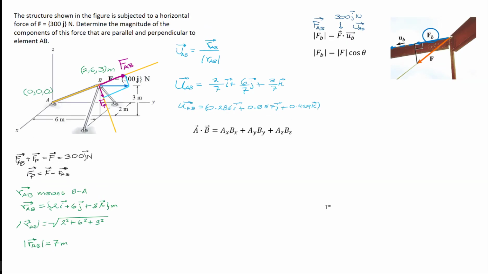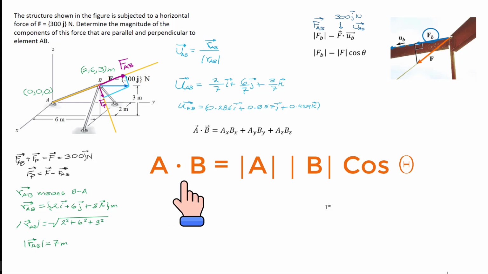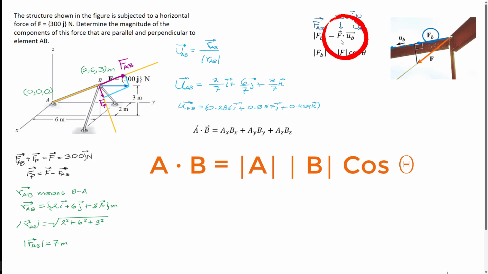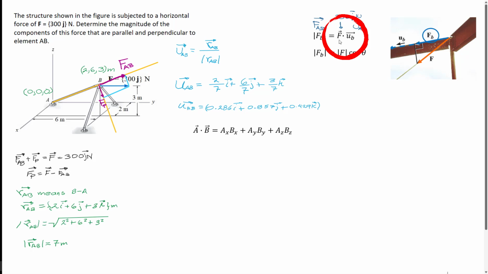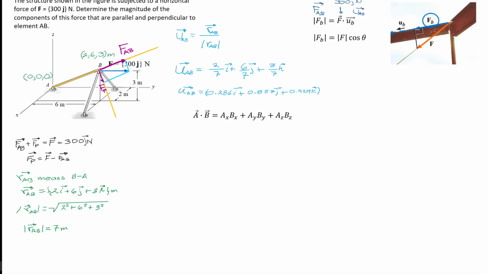I will say the left side of my equation is actually the same that we have here: two vectors and the dot. So we need to take care about my vectors, because actually my force F is equal to 0 i plus 300 j plus 0 k newtons.